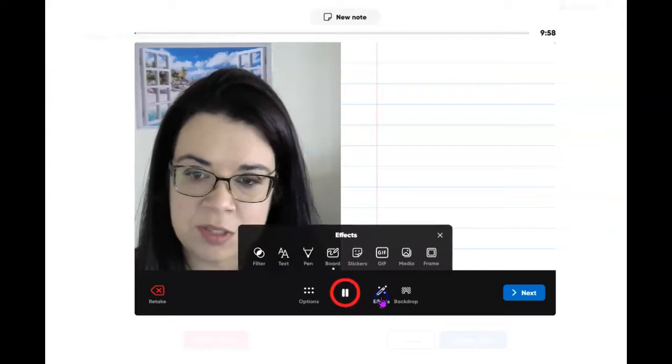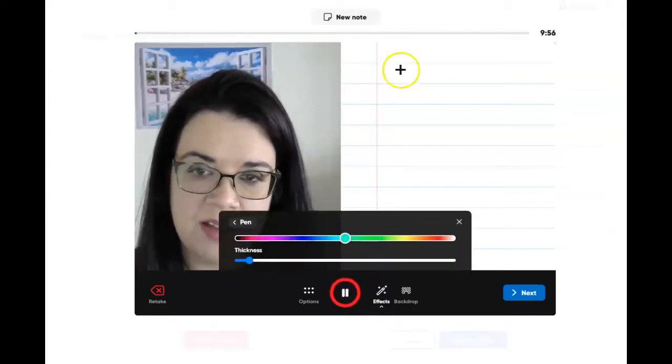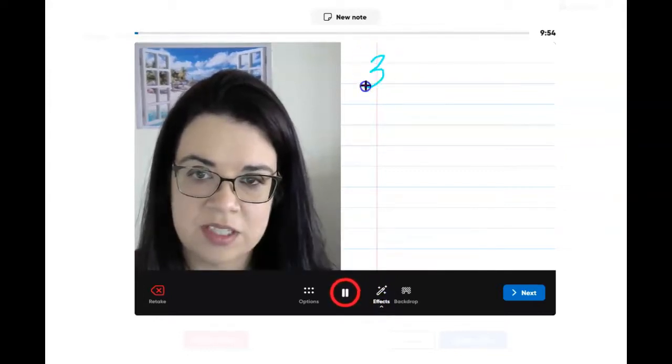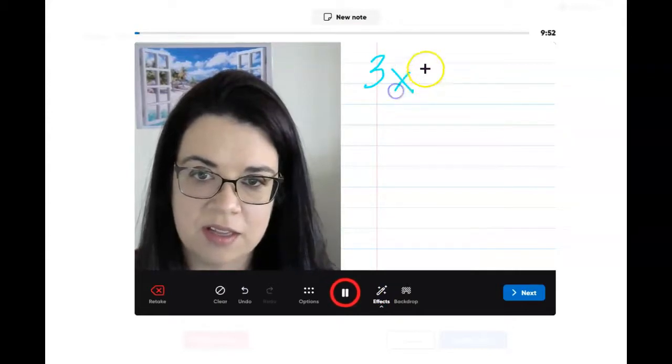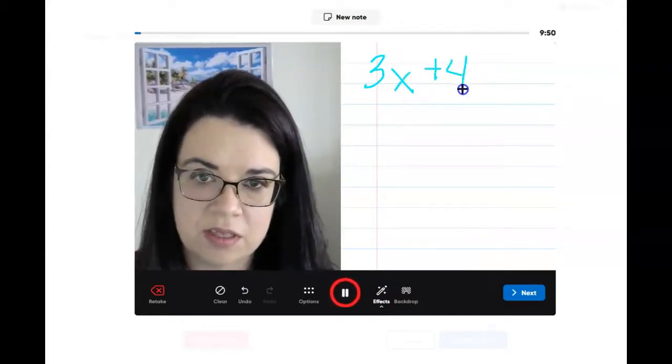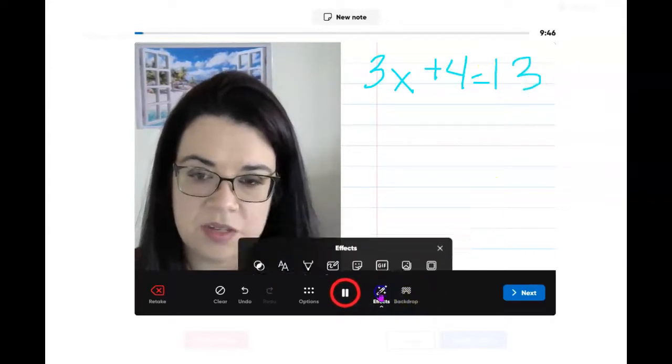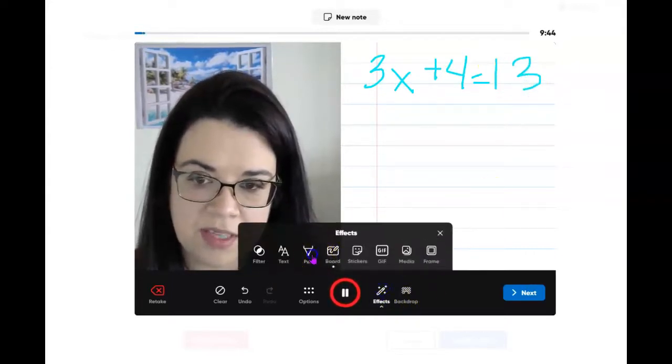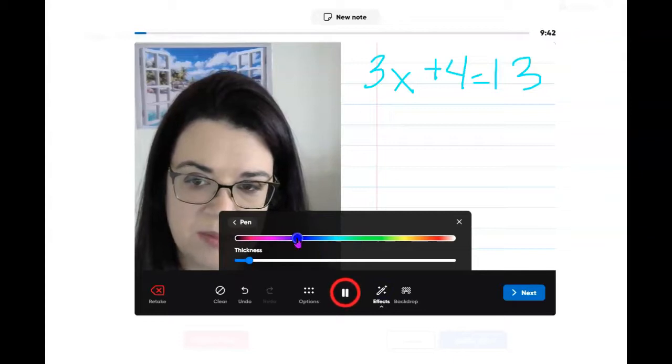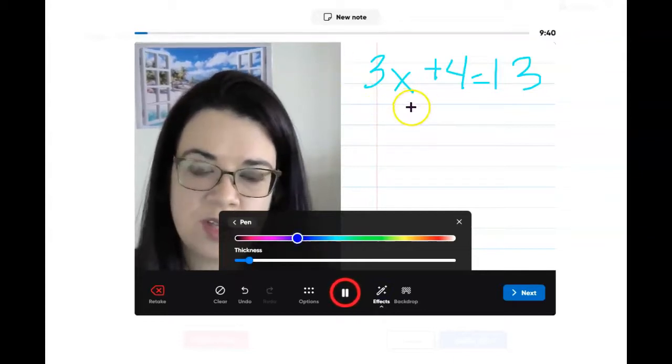And I'm going to go to Effects, Pen, and write out the equation that Miss Lee gave me. Plus 4 equals, let's go with that. So again, you can change the pen color. So I'm back to pen. I can change the pen color to something brighter or darker. But we're just solving the equation.